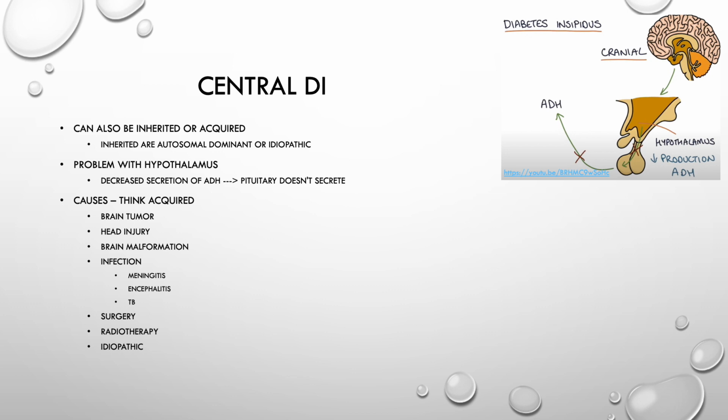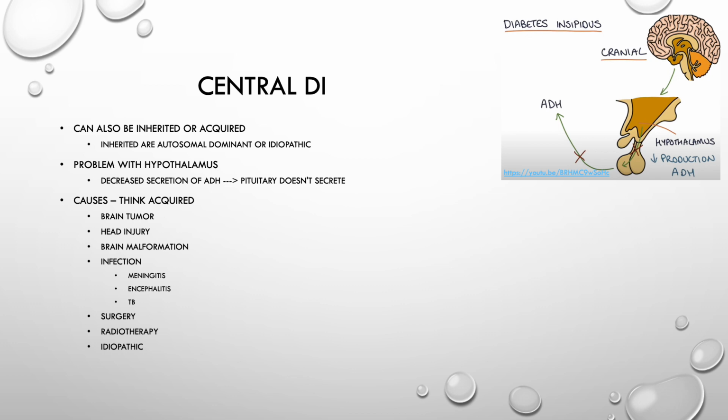So we have a decreased secretion of ADH for some reason. Our pituitary isn't working. And then think of acquired causes. And this is most often going to be a pituitary adenoma or a brain tumor. A head injury, mind you, if a head injury causes this, they're in big, big trouble because our pituitary is one of the most protected, I'll call it an organ, okay?